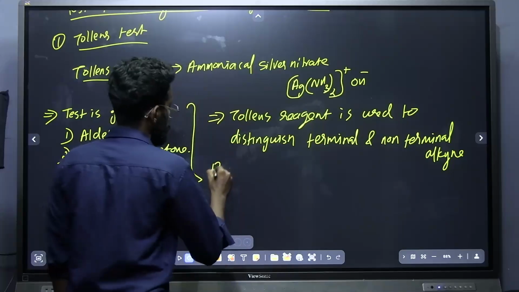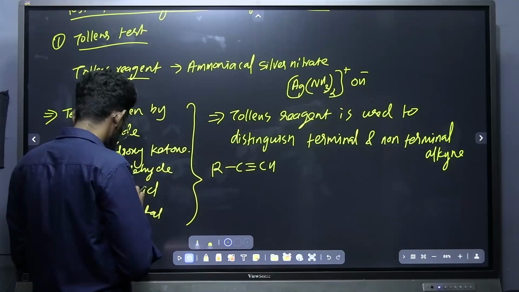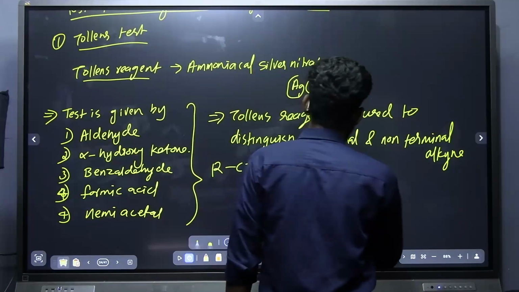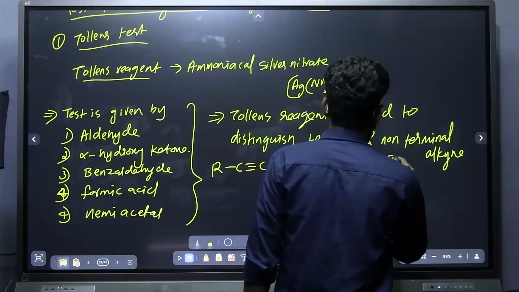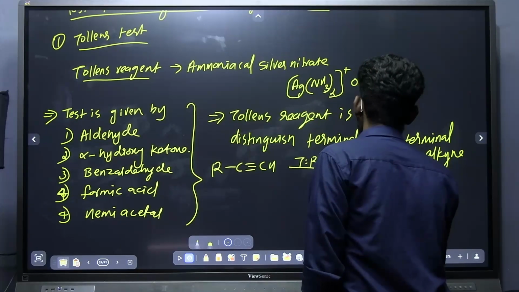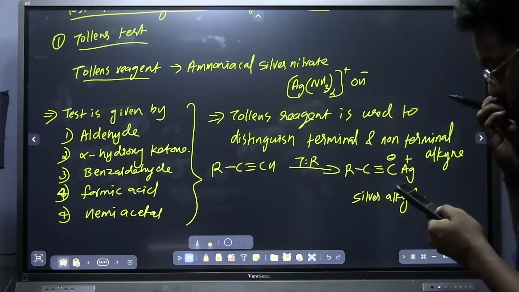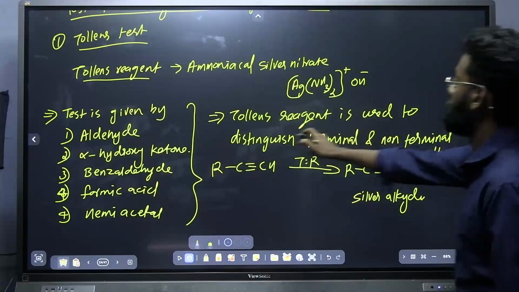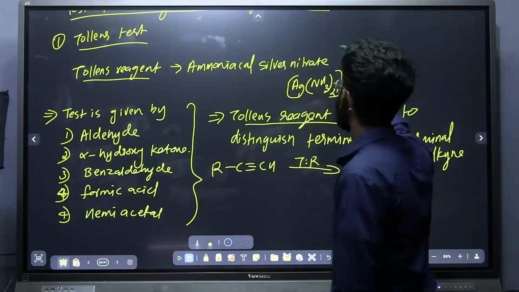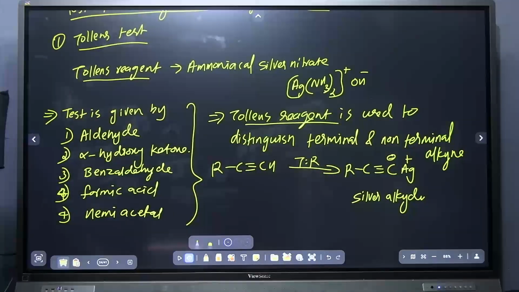It will react with terminal alkyne, RC≡CH. When terminal alkyne reacts with the Tollens reagent, what is the product you are getting? RC≡C− Ag+. You will be getting a silver alkynide. Yes, this is another point you have to note down for Tollens reagent. This is not known as the silver mirror test. The silver mirror test is a different one, but this distinguishing test is not the silver mirror test.